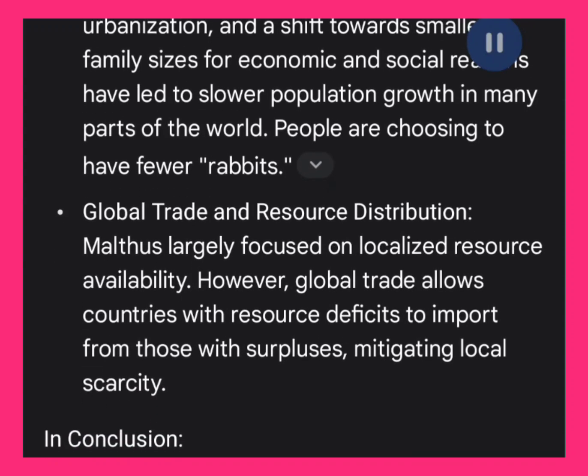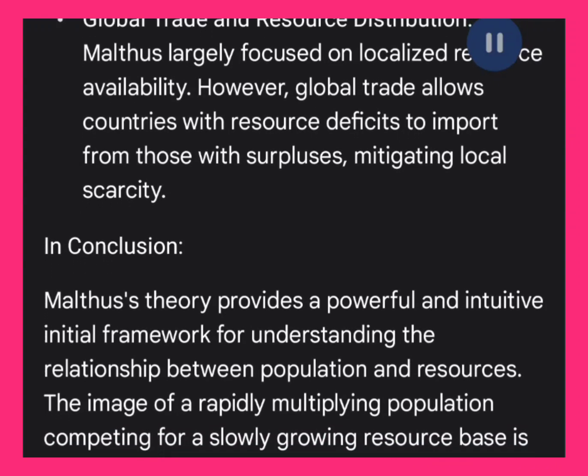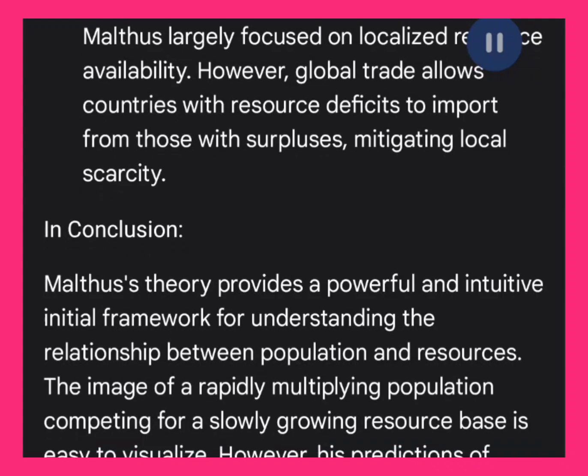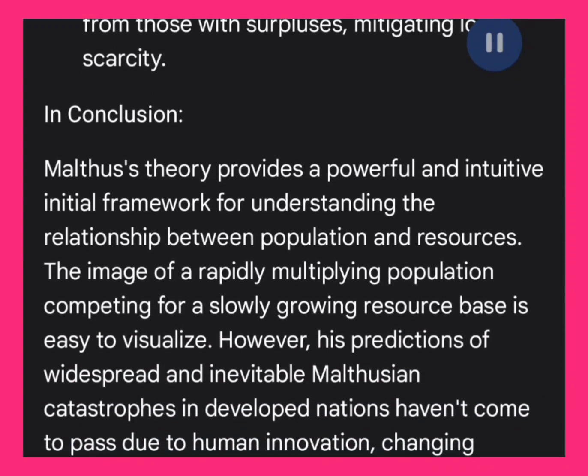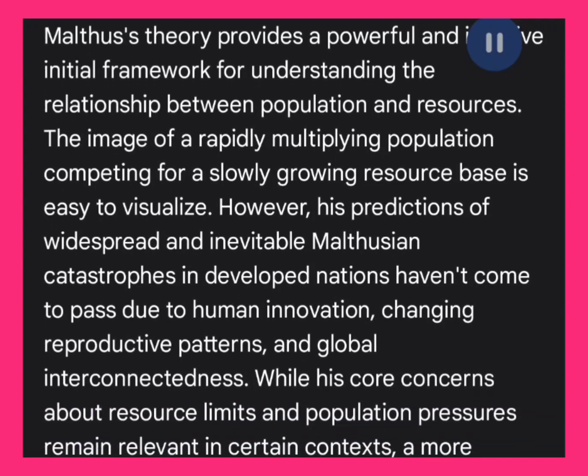Global trade and resource distribution. Malthus largely focused on localized resource availability. However, global trade allows countries with resource deficits to import from those with surpluses, mitigating local scarcity. In conclusion, Malthus's theory provides a powerful and intuitive initial framework for understanding the relationship between population and resources.